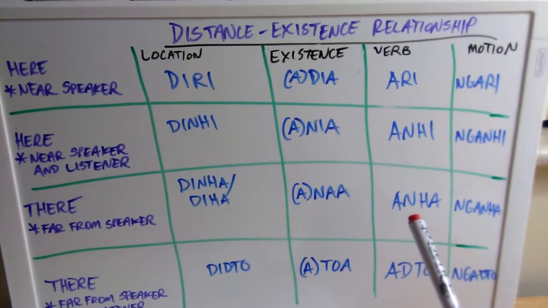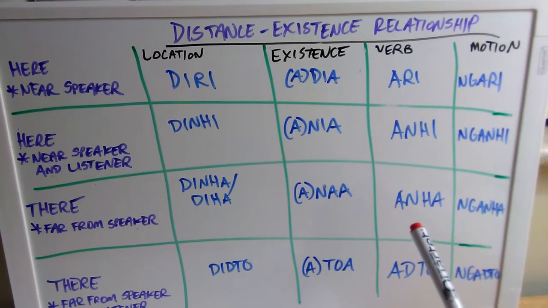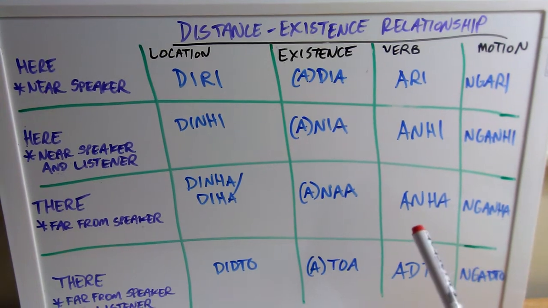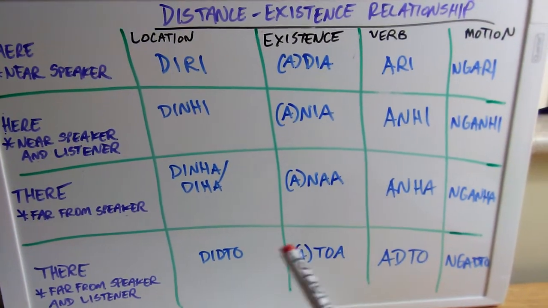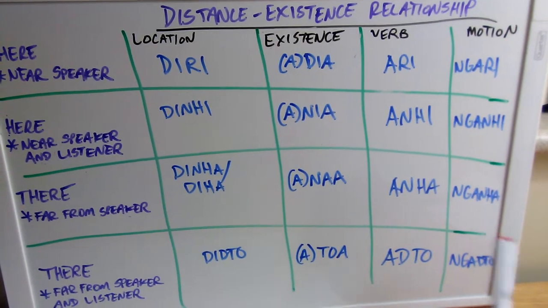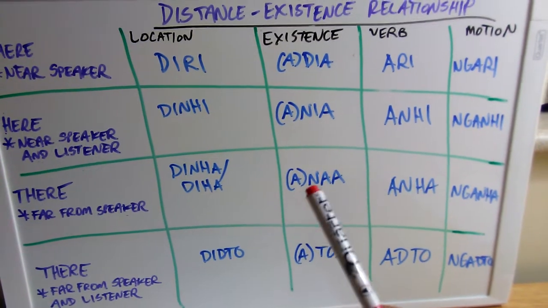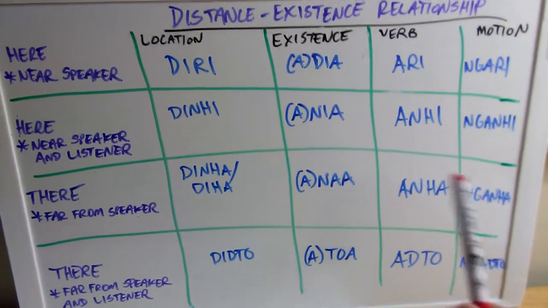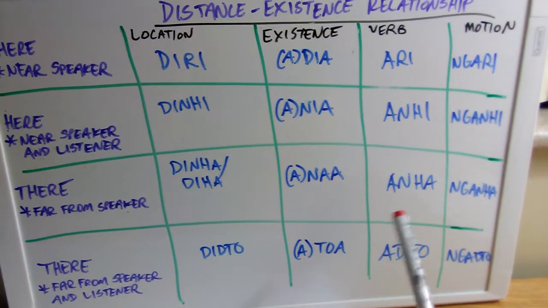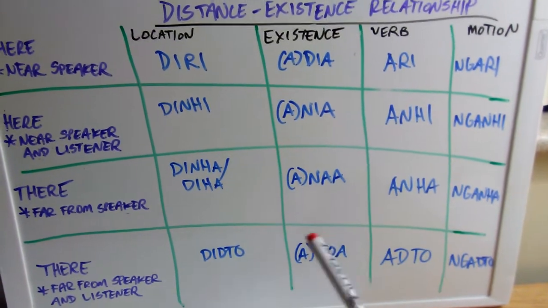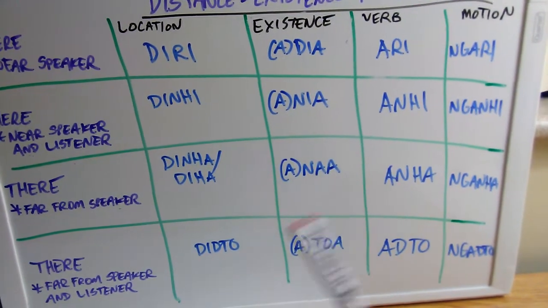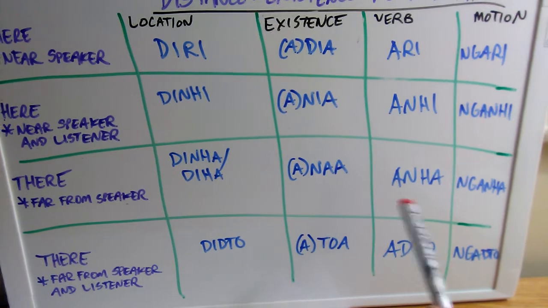For the verb, the imperative form is anha. Anha diha, anha dinha. They have to rhyme at the end. Anhi dinhi, anha dinha. Come here, go there. Anha dinha, I want you to go there. Or anha diha, go there. You go there. I'm demanding you to go there. So this is also well alive.